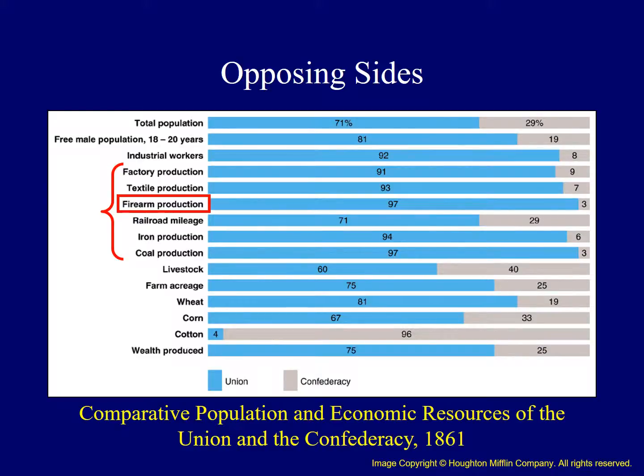As we look more closely at this chart, we see some specifics with industrial production. Look at the figures for producing firearms. The North included 97% of the nation's potential capacity for producing firearms at the beginning of the war. Production of both iron and coal would also prove to be important.